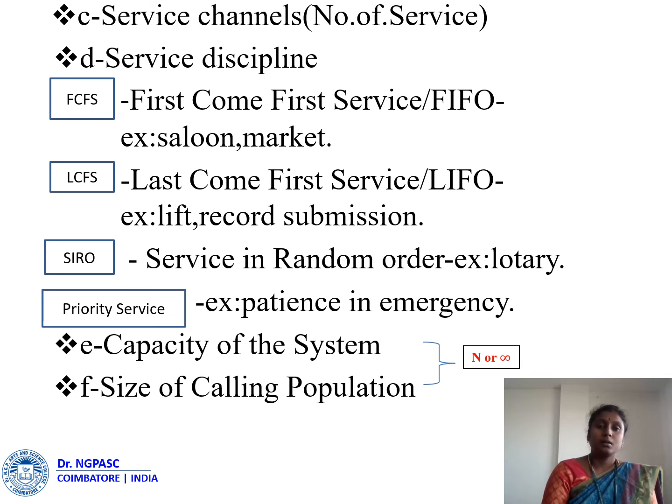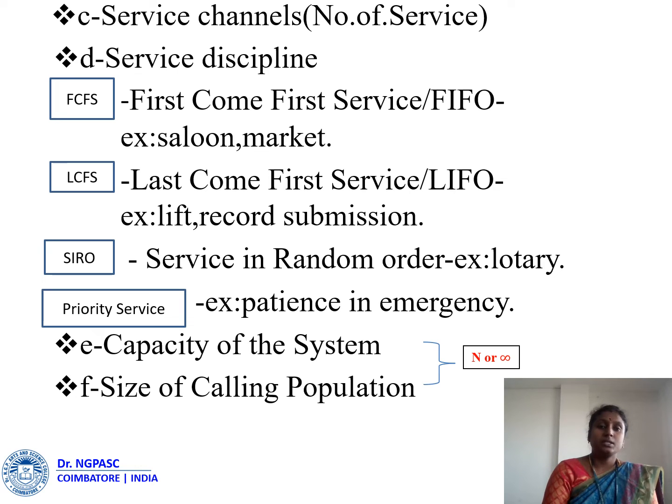There are 4 types. First one is first come first service, FCFS. It is also called FIFO, that is first in first out. For example, a saloon or market. The people enter the saloon shop, and the person who enters first in that shop gets the first priority, so also gets the first service.